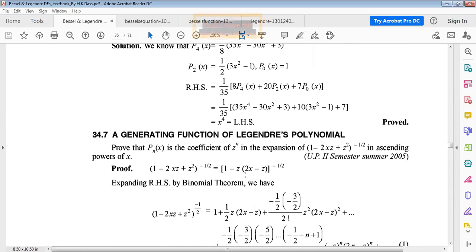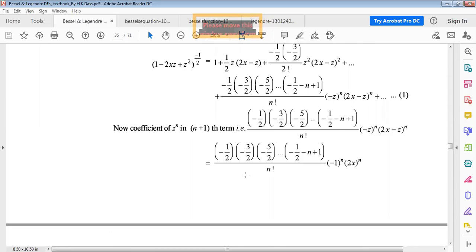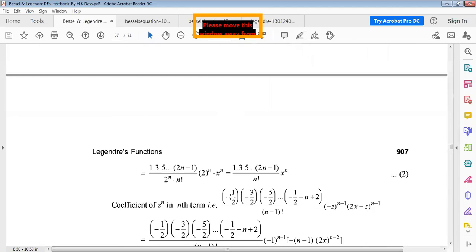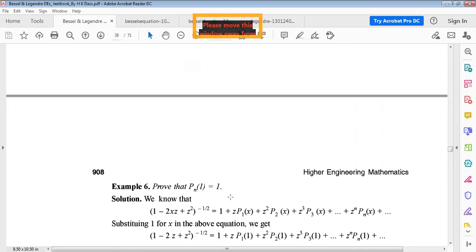So this is actually the generating function. 1 minus 2xz plus z squared to the power minus half is the ascending power of z. This is actually the Legendre generating function of Legendre polynomial. No need to learn this.